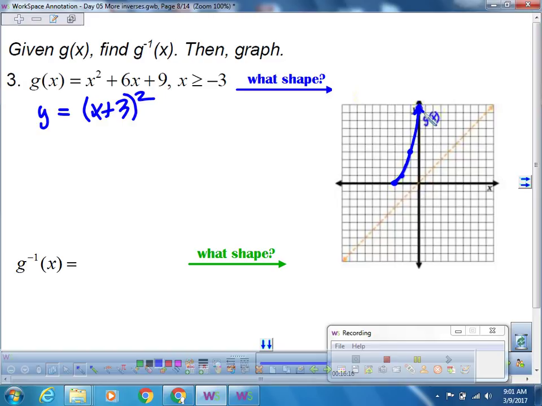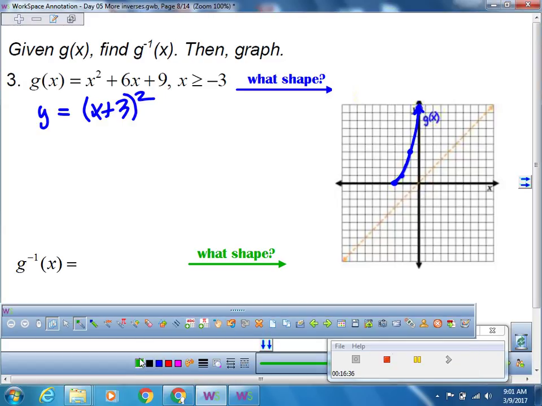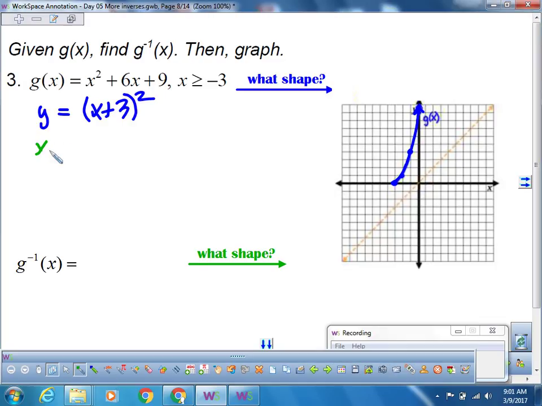This one's nice because I can even, at this point, switch x and y because it's already a complete square. Correct? It's like all my work's done for me already. So now it's x equals y plus 3 squared. Take the square root of both sides.